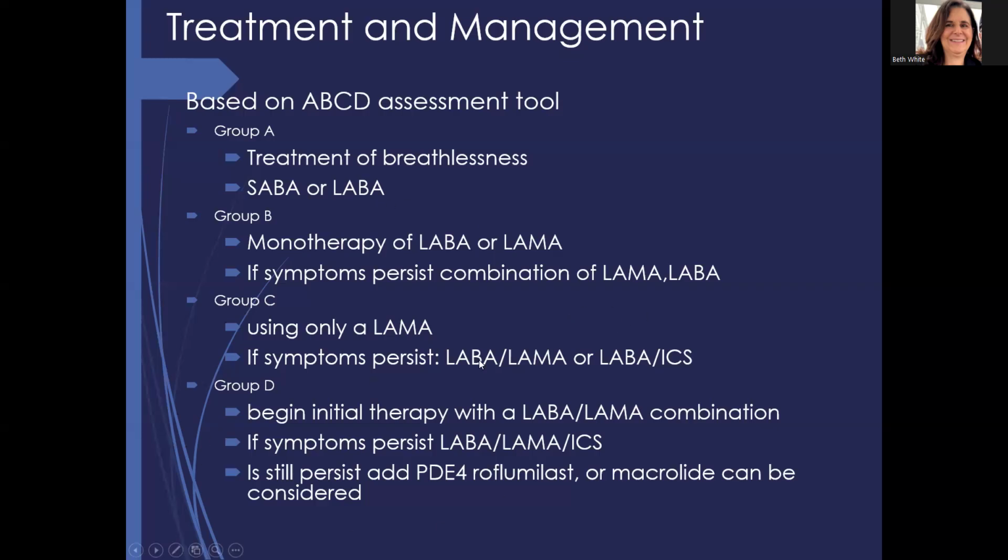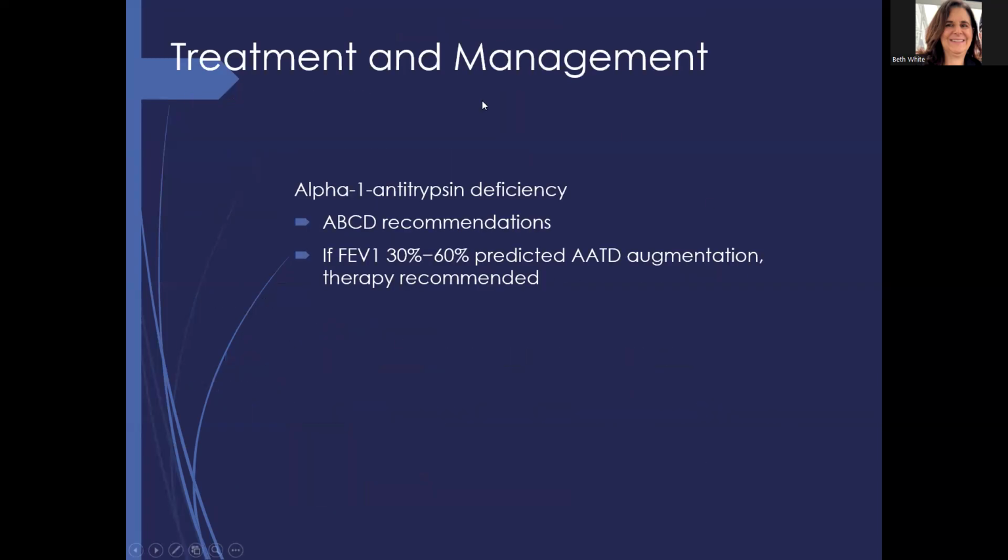Okay, but these C and D, these are our most affected patients and the ones that need the most support. Alpha-1 antitrypsin deficiency, depending on where they sit in the ABCD, those drugs may or may not help them, but what they need is the replacement infusions.